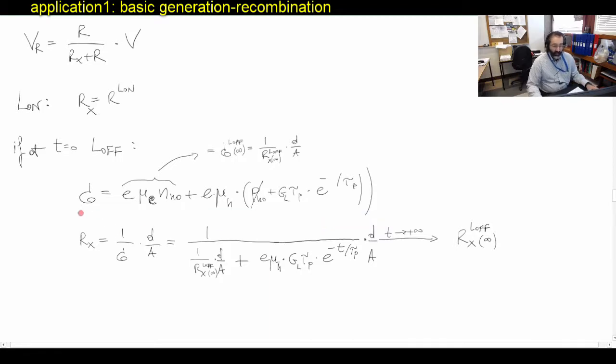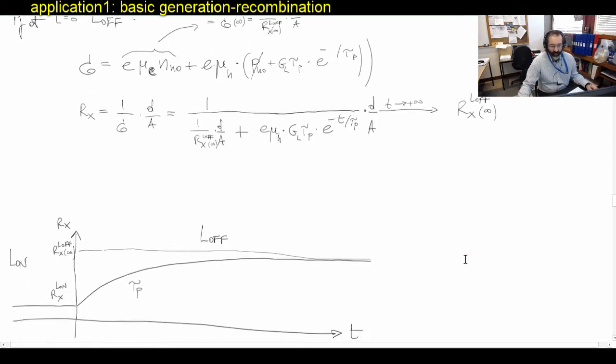So from this we can calculate Rx as soon as the light is off, and this is defined as this quantity. If we substitute everything in, we have this apparently very complex thing, but when t goes to infinity, it goes to Rx L of infinite, which is when thermodynamic equilibrium has been re-established throughout the semiconductor.